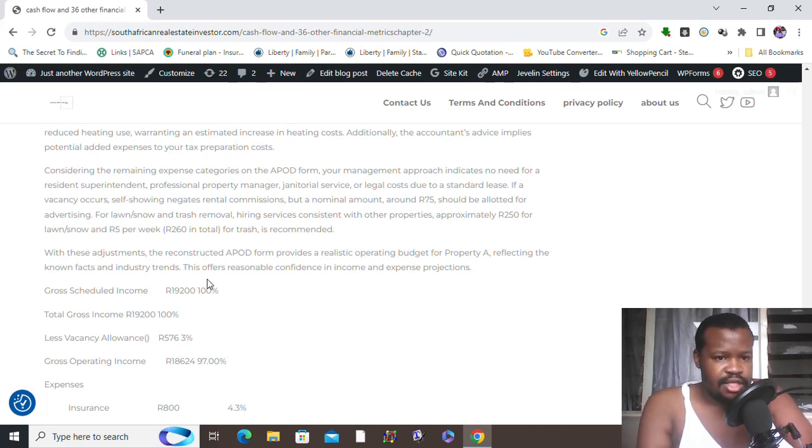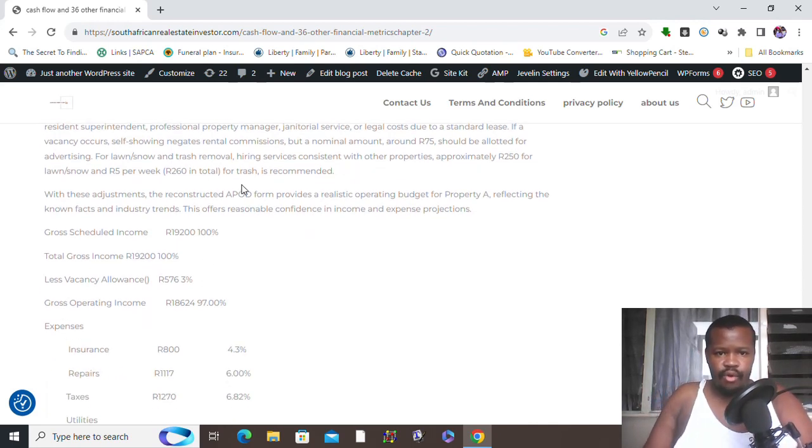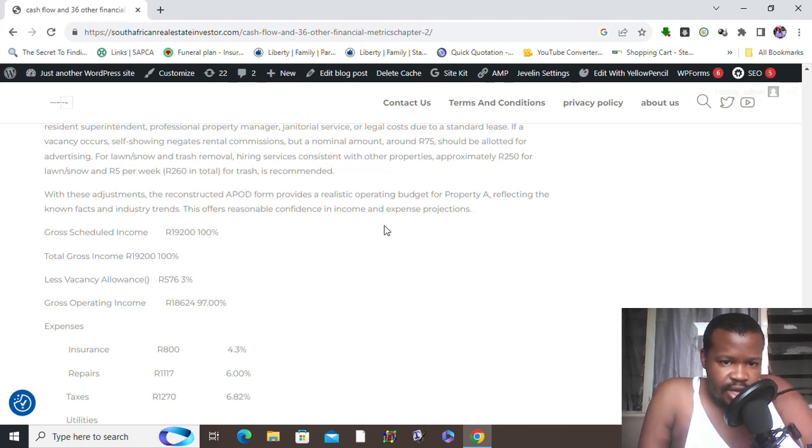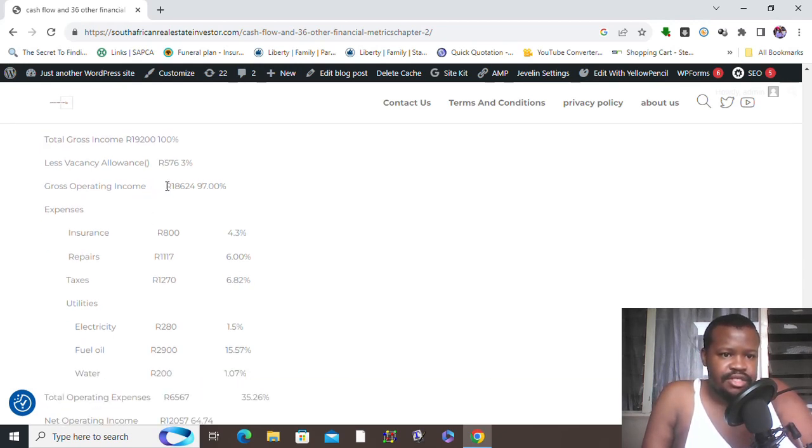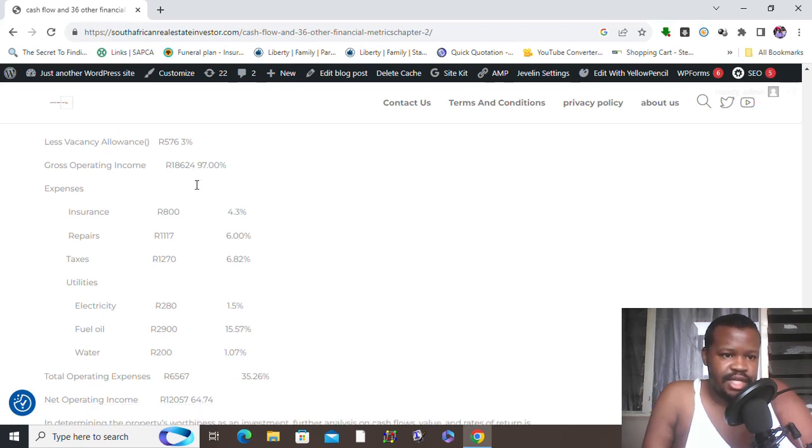With these adjustments, the reconstructed APOD form provides a realistic operating budget for Property A, reflecting the known facts and industry trends. This offers reasonable confidence in income and expense projections. Gross scheduled income 19,200. Total gross income 19,200. Less vacancy allowance of 3%, 576. Gross operating income of 18,624, which is 97%.